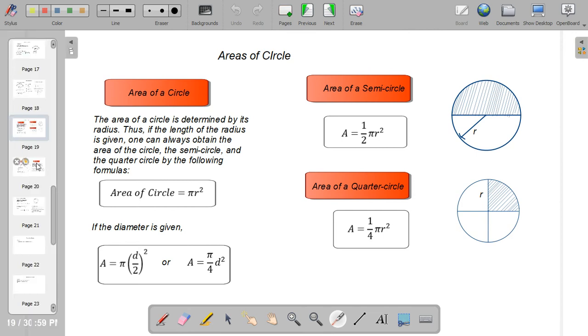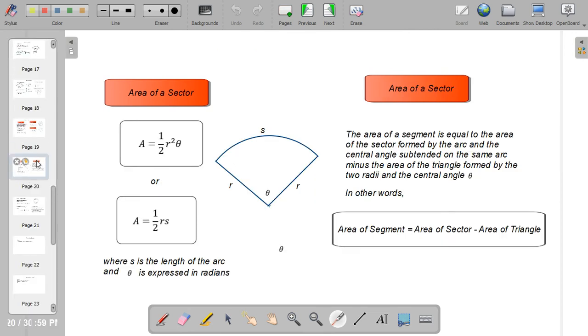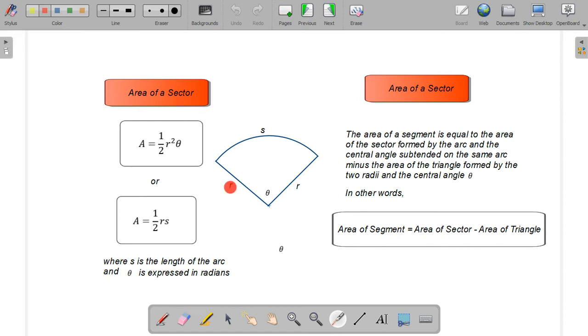So next, let's move to the next formula. So we have the area of a sector. So area of a sector, we know that a sector has two radii and the arc, no? Two radii and the arc. And of course, there is also the central angle.